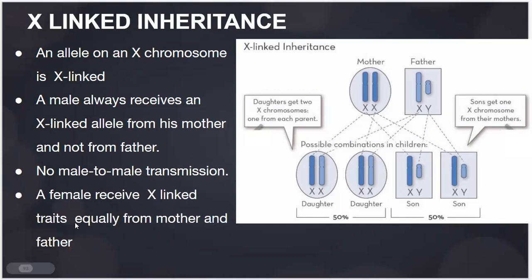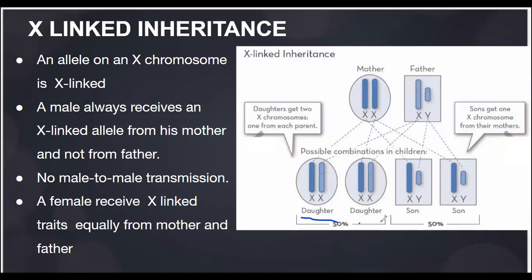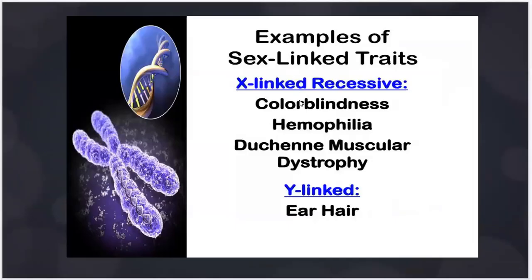Fine. And a female receives X-linked traits equally from the mother and the father. So in a female, it is a 50-50 ratio from the mother and the father. If the daughter is there, she will express traits from sex-linked inheritance equally from the mother and equally from the father, because she has received another X from the father. So this is X-linked inheritance. Some of the examples that we will be seeing in the next videos are the sex-linked traits, that is, some of the diseases associated with genes which are present on the sex chromosome. For X, it is color blindness and hemophilia. These two we are going to do in detail.